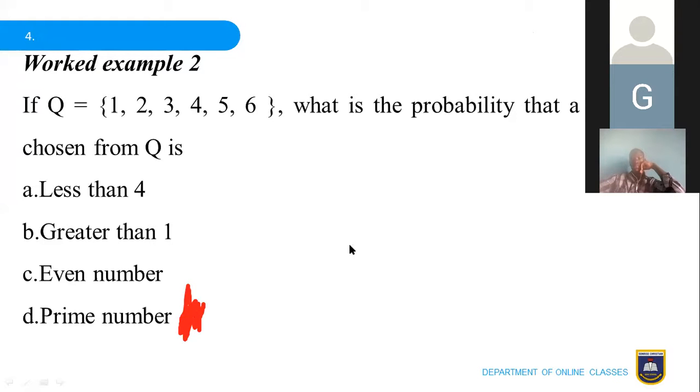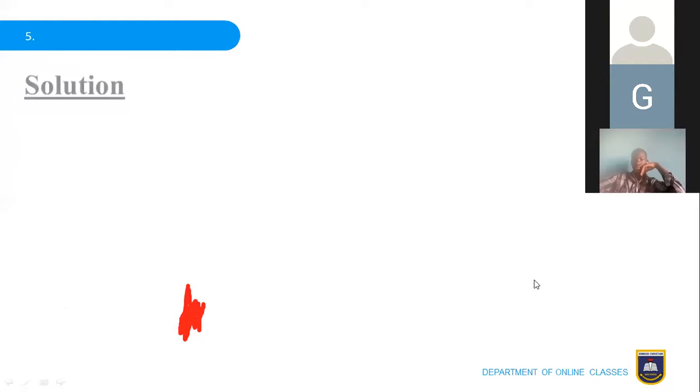Now, let's look at the solution. Write this, let's look at the solution. So, as usual, the probability of an event occurring is equal to the number of times the event will occur over the sample space. That is the set of the total number of times that the event is likely to occur. Our solution is this.